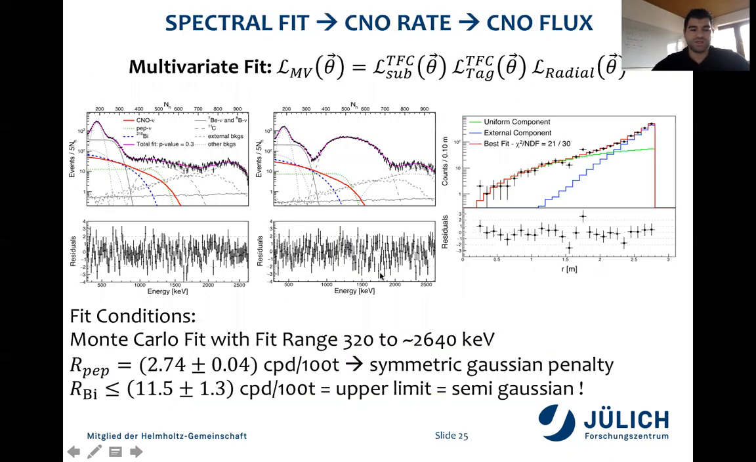And this we can actually use in order to constrain it in the fit by doing a semi-Gaussian. So we do a symmetric Gaussian constraint on the pep neutrino rate and a semi-Gaussian constraint on bismuth, and do a multivariate fit. So we fit simultaneously the carbon-11 subtracted spectrum, the carbon-11 enriched spectrum, and also the radial distribution of events in the region where external backgrounds dominate. And you can see that the total fit p-value is on the order of 0.3, which guarantees a good consistency of data and the model.